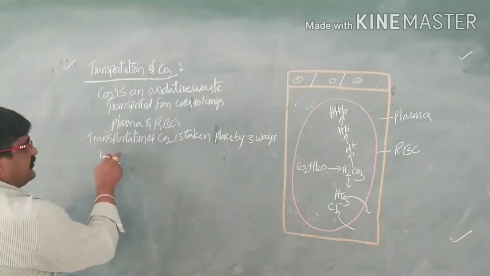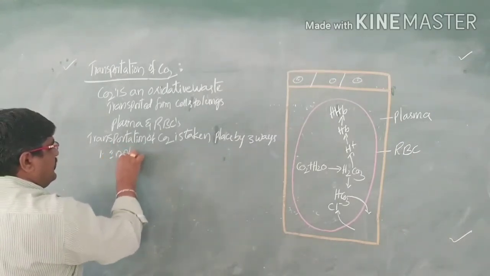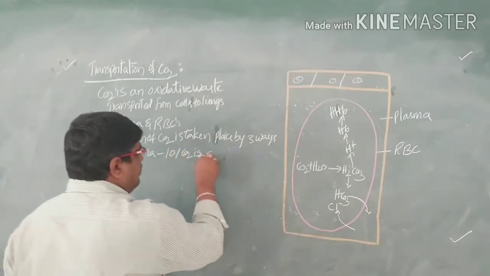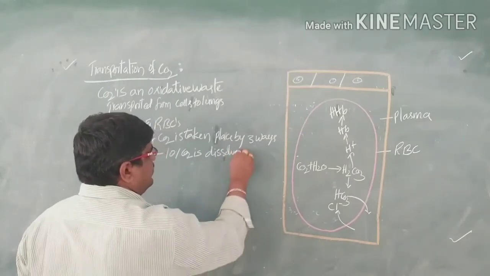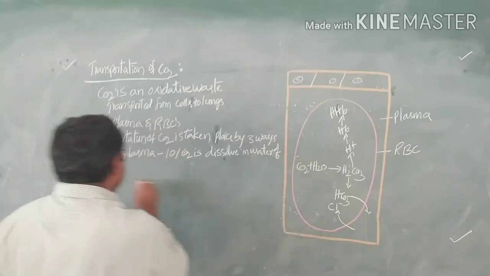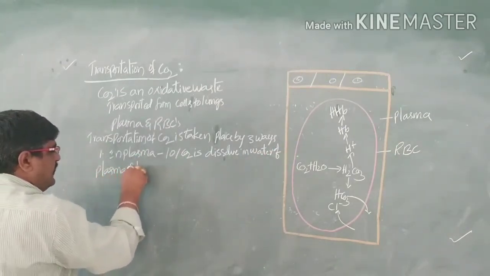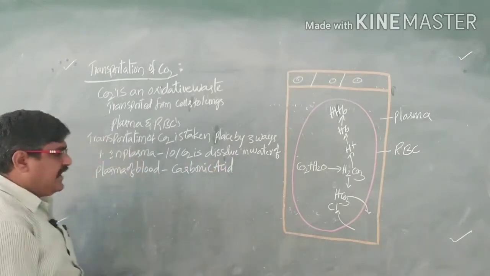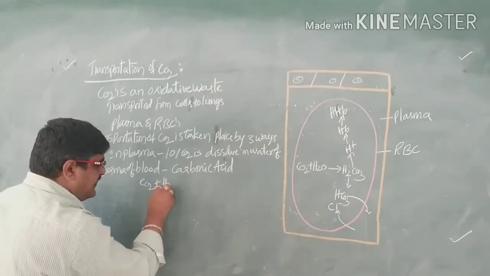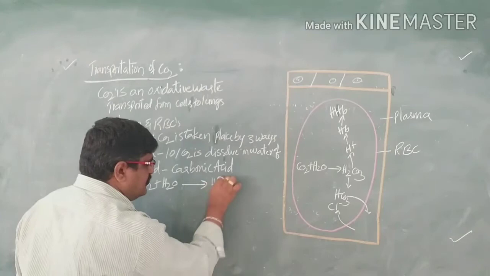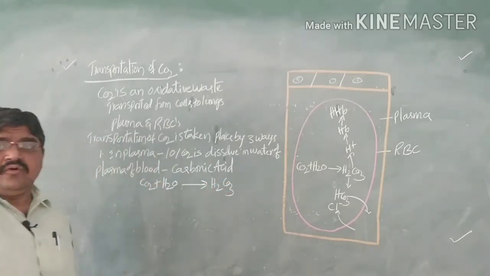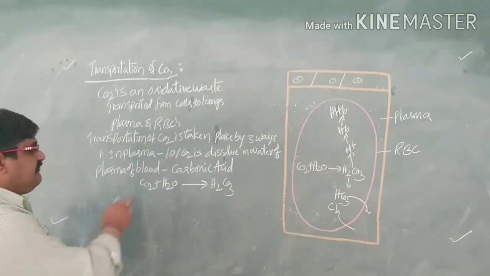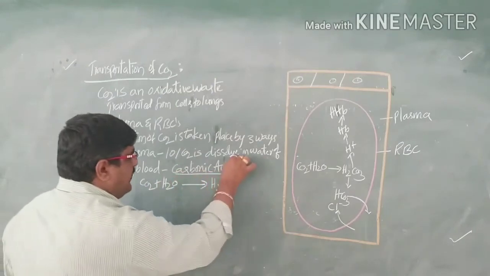In the plasma, 10% of carbon dioxide is dissolved in the water of the plasma of the blood to form carbonic acid. It takes place as CO2 plus H2O, which combines to form H2CO3, which we can call carbonic acid. So this carbonic acid, which is 10%, is dissolved in the plasma in the form of carbonic acid.